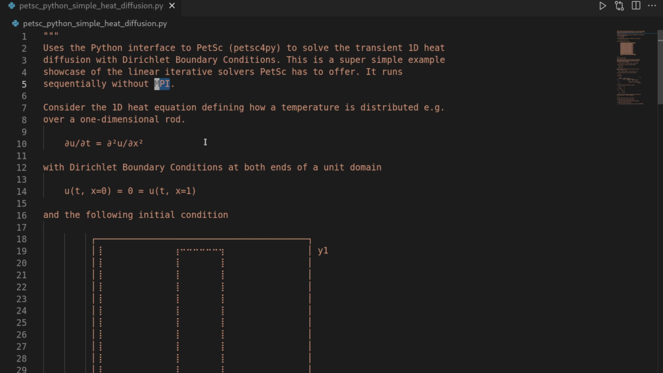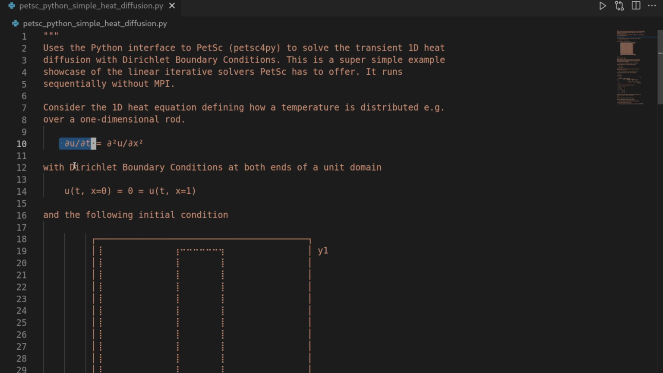Let us first look a bit at the mathematics behind. U describes the temperature in a one-dimensional rod. And the equation for heat diffusion is given as the temporal derivative of the temperature equals the second spatial derivative. And for simplicity, I left out any constitutive material parameters here.